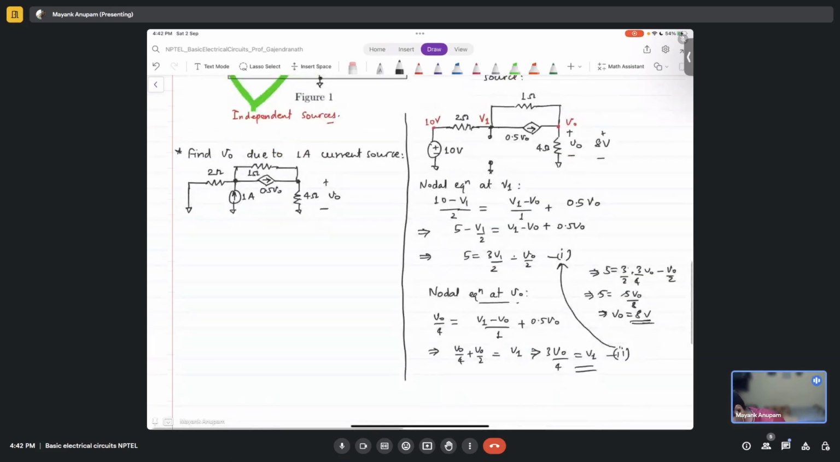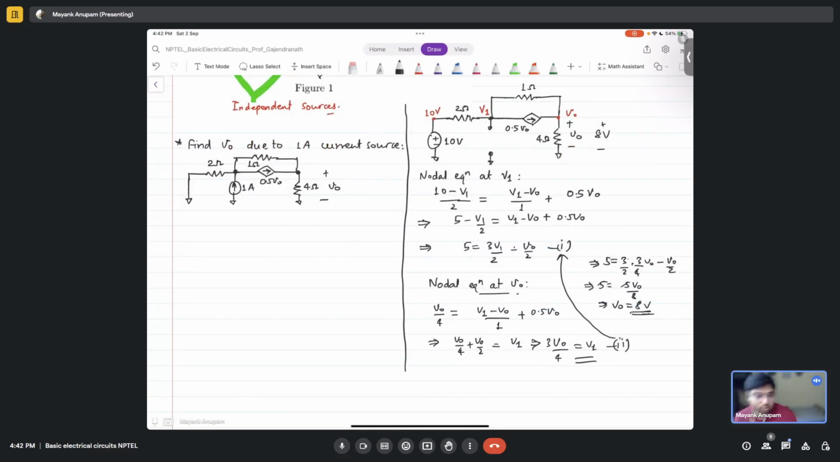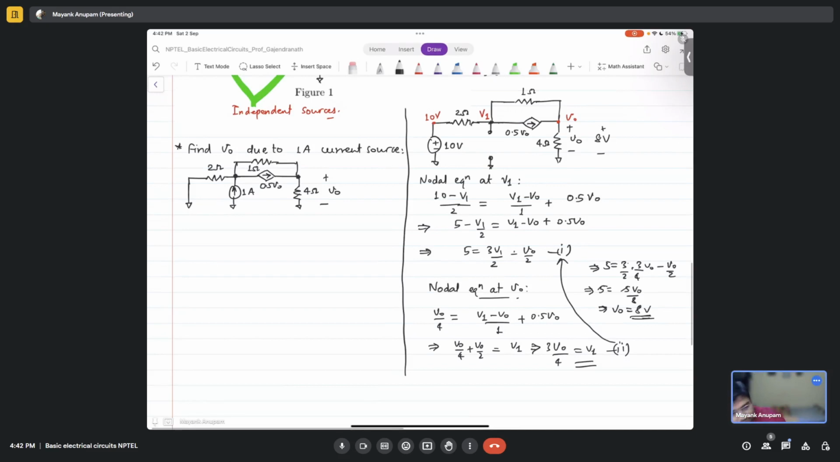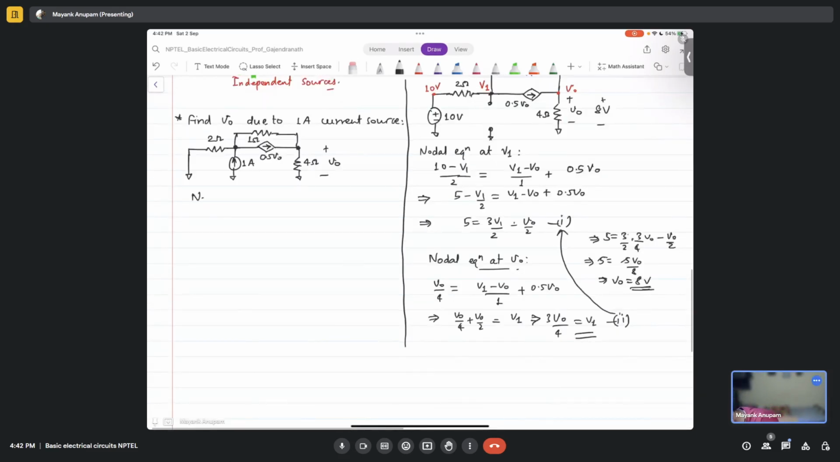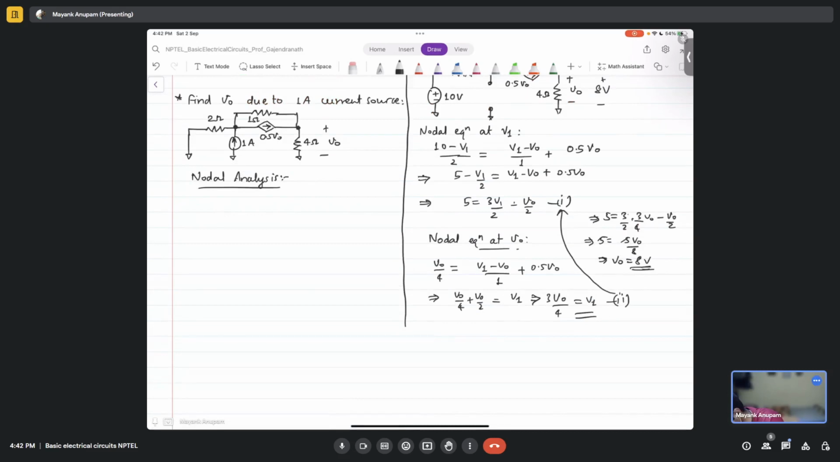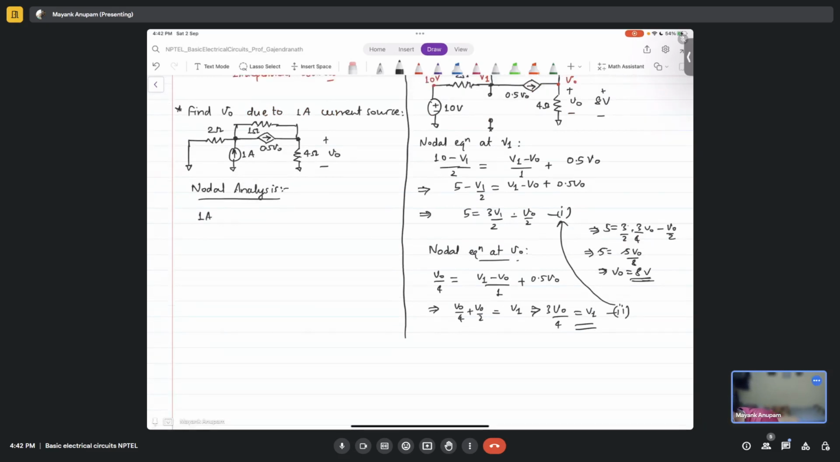So tell me, what will be the voltage V naught because of this? Again, what should I do? Again do the nodal analysis, right? I'll again do the nodal analysis. Here I do not need to write a lot of equations because there are only 2 nodes. So I'll simply write 1 ampere, the current source should be equal to how much? The current that is entering this node should be equal to the current that is leaving this node, right?